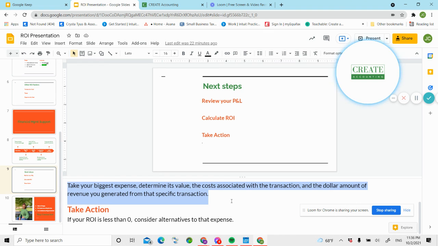And then do those actions and continue to make those investments that are generating you the best ROI.